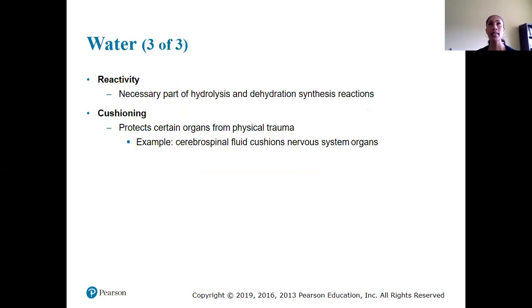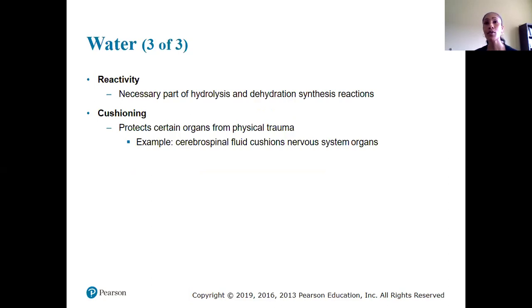Third property of water, I think we're at the fourth property of water, is its reactivity. So it's necessary for hydrolysis and dehydration synthesis. And I didn't talk about this when we were talking about chemical reactions, but I do want you all to make note of it because we will test on it.